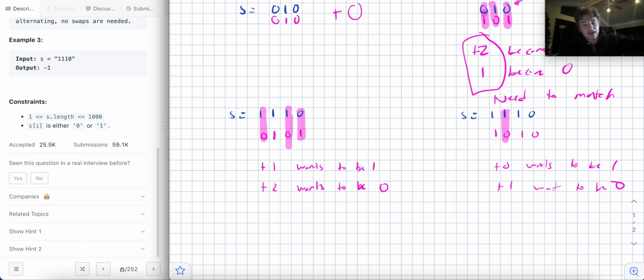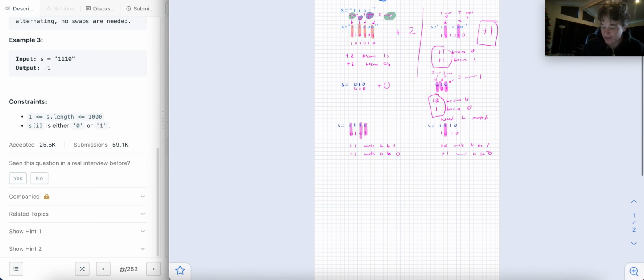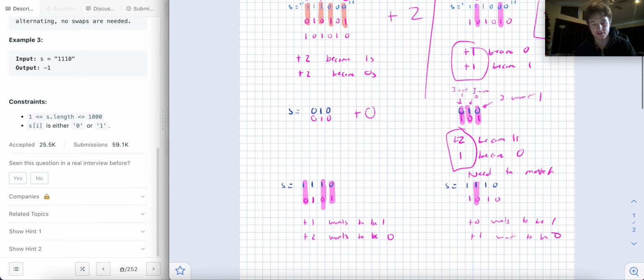So everybody on the left, everybody that wants to be a 0 needs to have an equal number of people on the right that want to be a 1 so they can swap. Okay, so what's the high level idea behind this? Just really quick to summarize. There's only 2 possible alternating strings. So let's try to create those 2 possible alternating strings. It either starts with 0 alternating or 1 alternating.